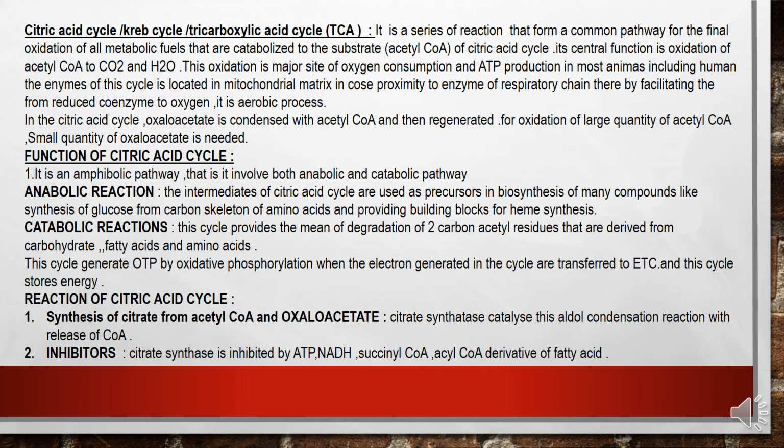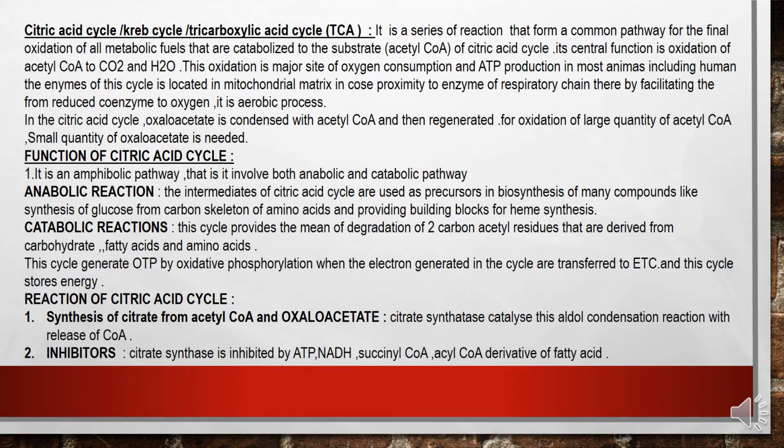The enzymes of this cycle are located in the mitochondrial matrix in close proximity to the enzymes of the respiratory chain, thereby facilitating the transfer of reduced coenzymes to oxygen. It is an aerobic process. In the citric acid cycle, oxaloacetate is condensed with acetyl coenzyme A and then regenerated, for oxidation of a large quantity of acetyl coenzyme A. A small quantity of oxaloacetate is needed.